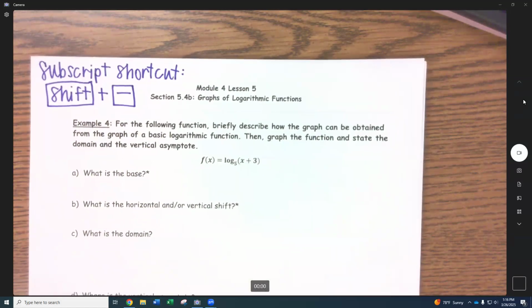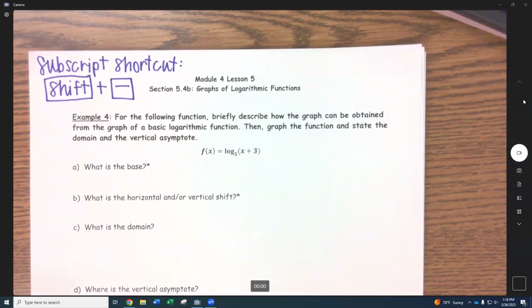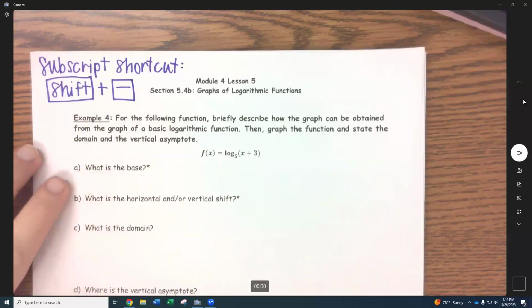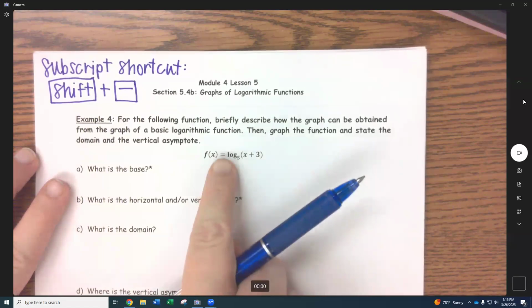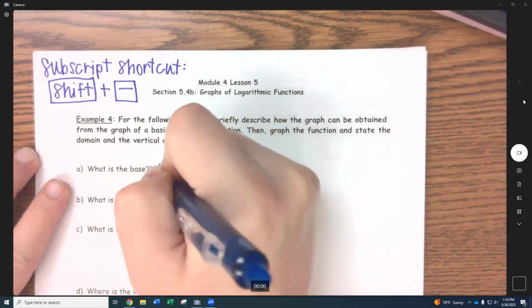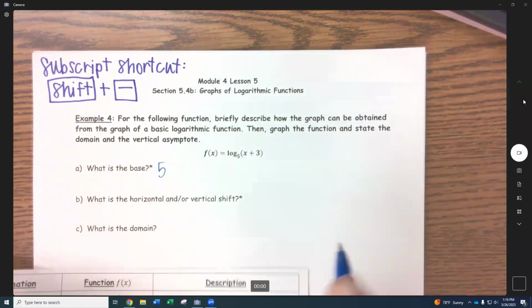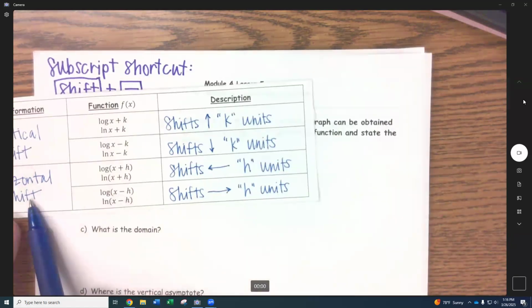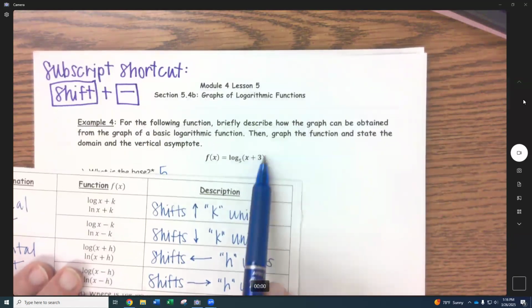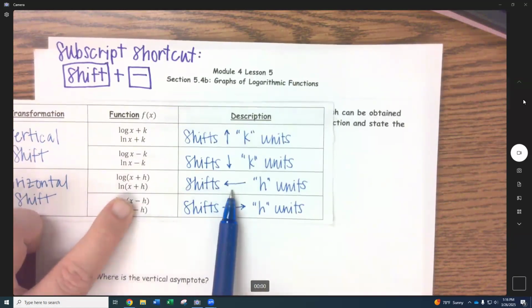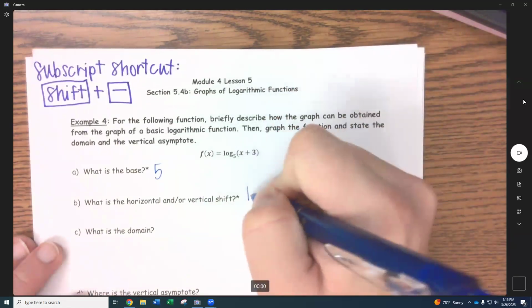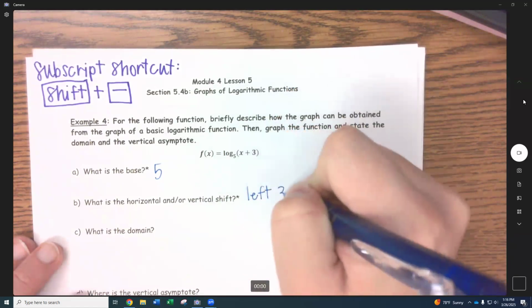All right. Example 4 says, for the following function, briefly describe how the graph can be obtained from the graph of a basic log, and then graph the function, state the domain, and the vertical asymptote. So first, you need to identify what the base is. Well, this is log base 5. And what is the horizontal and or vertical shift? So we have parentheses with that x plus 3. So we know it's a horizontal shift. And because it's a plus, that's a plus h, it's going to the left. So this is left 3.